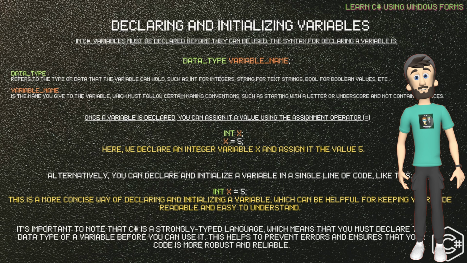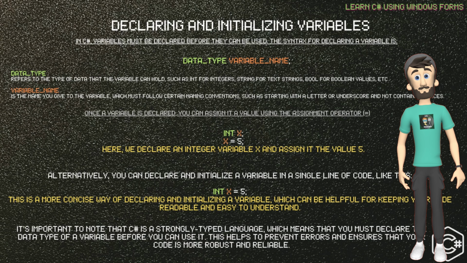It's important to note that C# is a strongly typed language, which means that you must declare the data type of a variable before you can use it. This helps to prevent errors and ensures that your code is more robust and reliable.